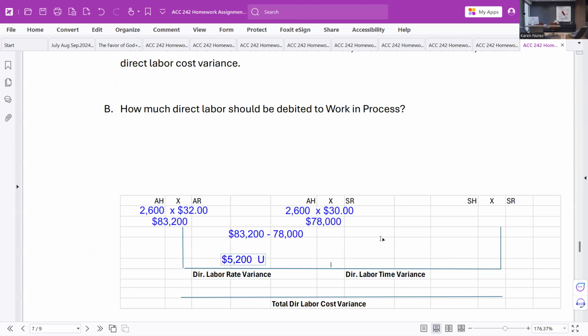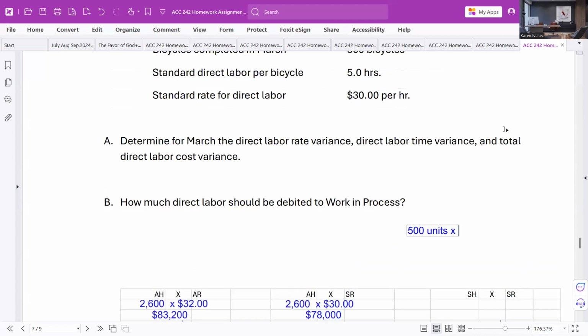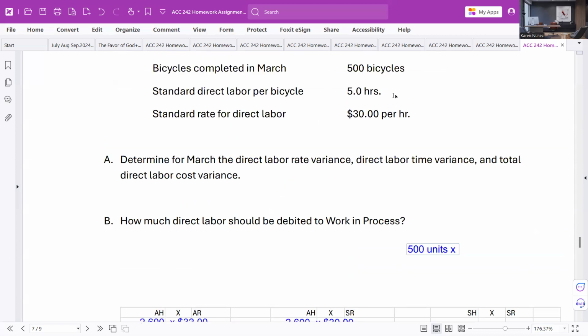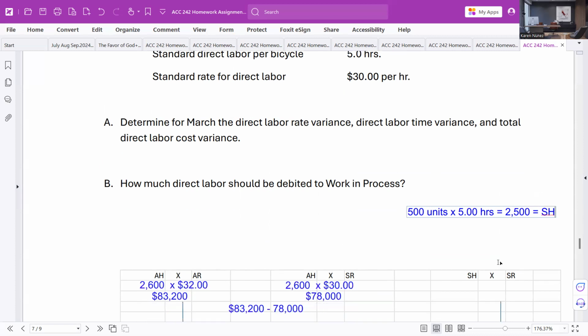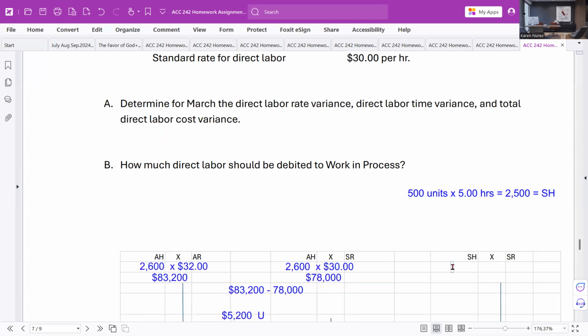And how many hours should they have worked? Well, they made 500 of these bikes, 500 units, and each bike should have taken 5 hours, which means that they should have worked 2,500 standard hours. 500 units should have taken 5 hours a unit. So the 2,500 standard hours, and each hour should have cost them $30.